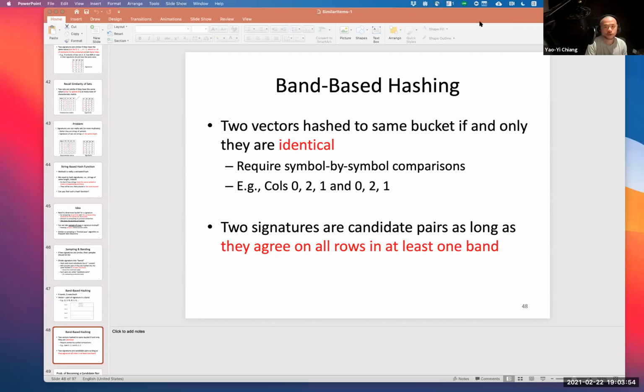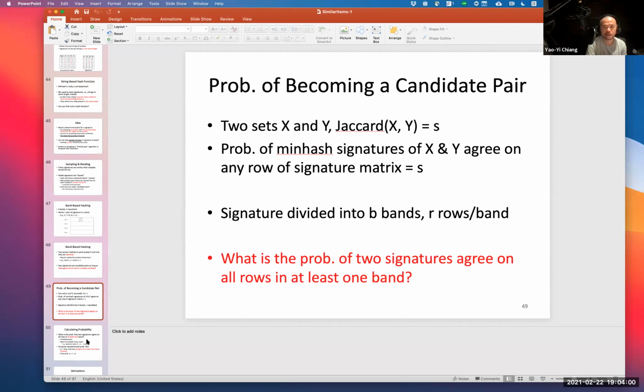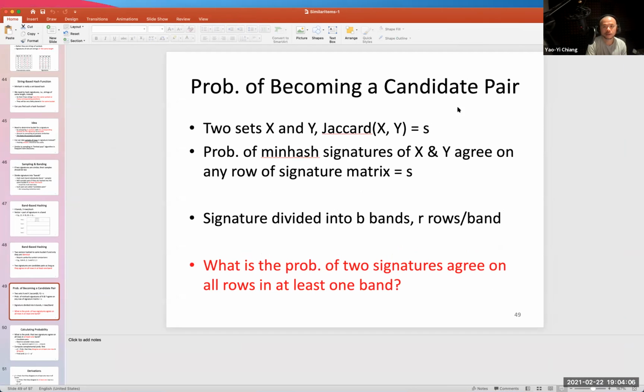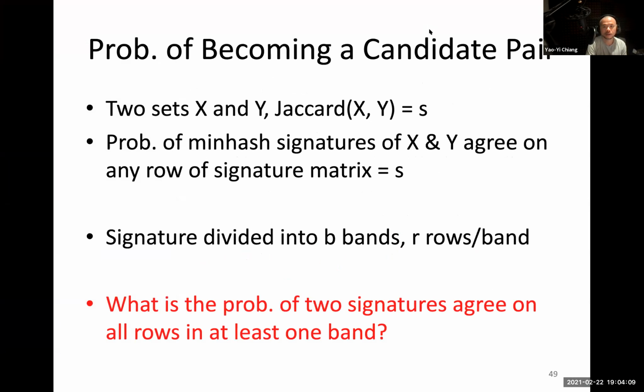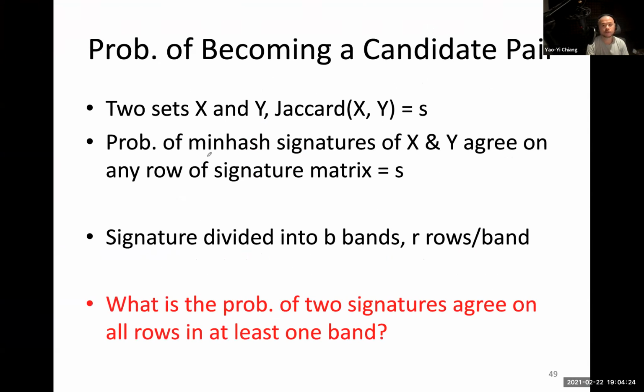All right, so we talked about min hash. Okay, so remember when we were working on this problem on the whiteboard, we talked about if two bands are the same, we want to compare them. That means when two bands are the same, these two signatures become a candidate pair.